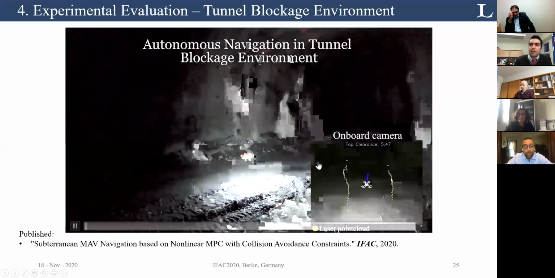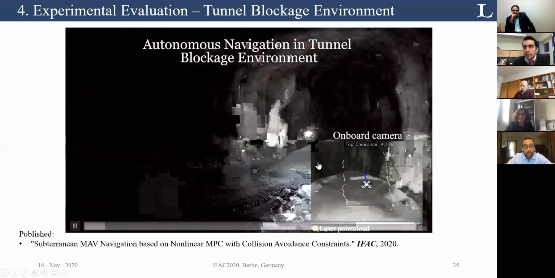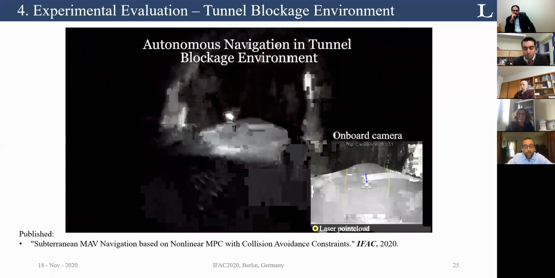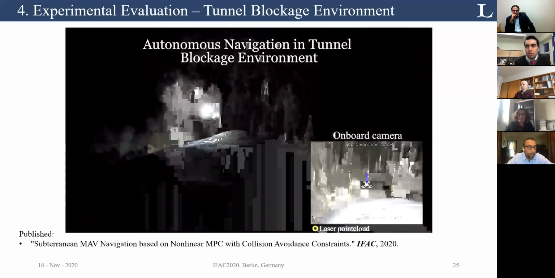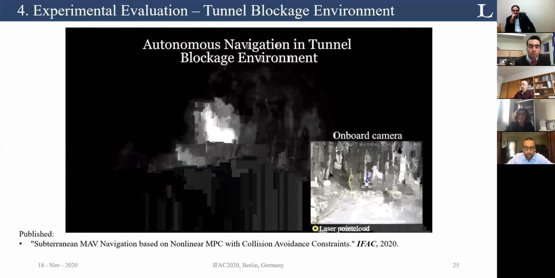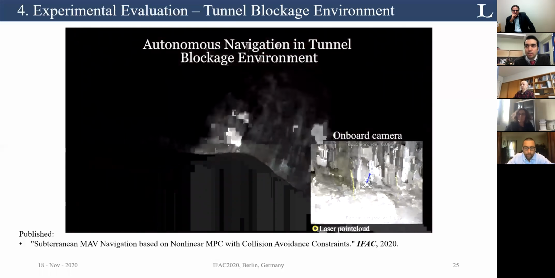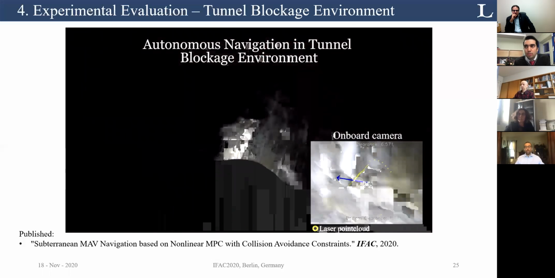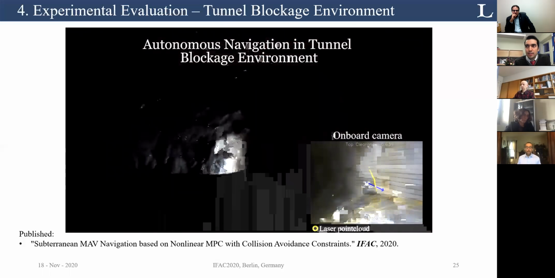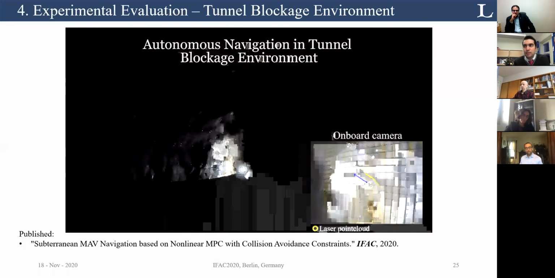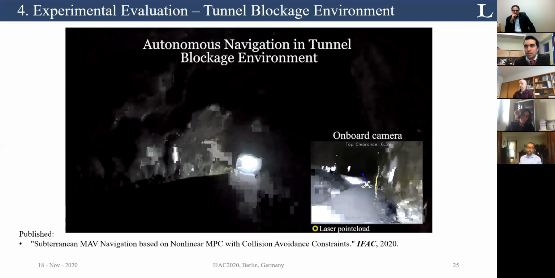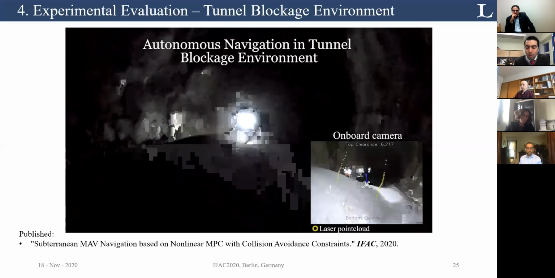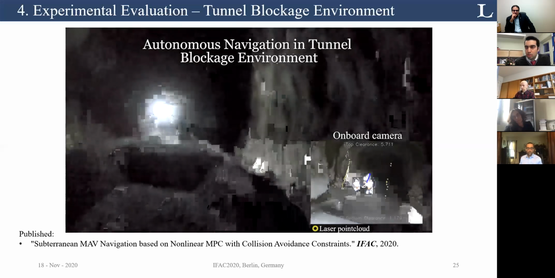Then we evaluate our method in the blockage area. We give the same altitude of 1 meter and command the UAV to go forward. The UAV goes up because of the blockage, and we don't hit the ceiling. After it reaches the end, we, as an operator, command it to return, and the same procedure continues. So the UAV returns, keeps a safety distance to the obstacles, and comes back to the operator.